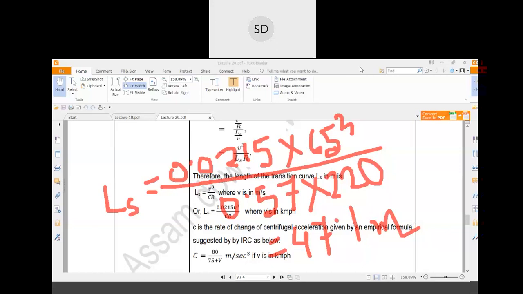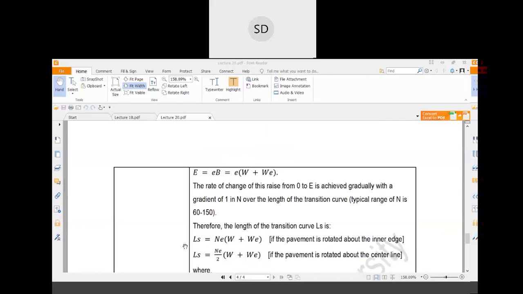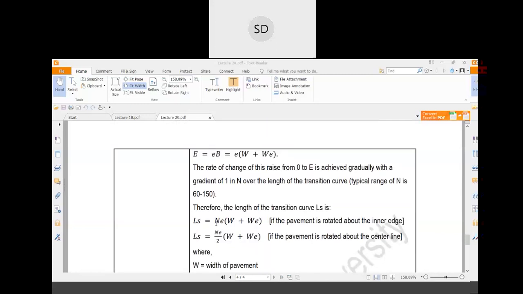Now let us go for the second formula. Second is the allowable rate of introduction of the super elevation. So in such cases, first you have to find out the rate of super elevation. For the mixed traffic condition, the rate of the super elevation you have to calculate for a design speed of 75 percent, neglecting the friction.